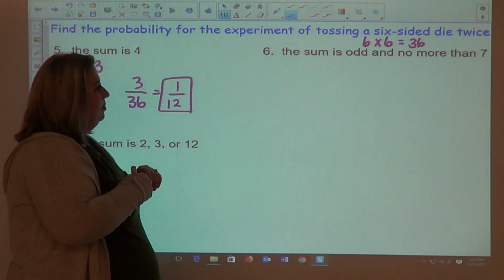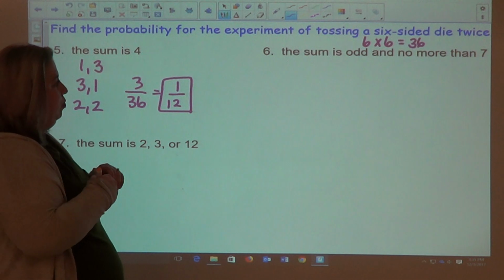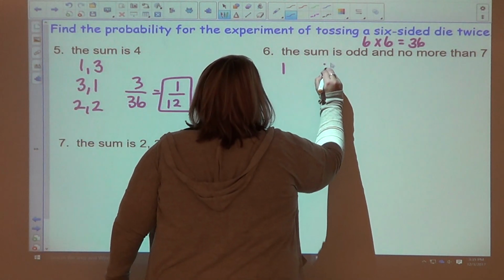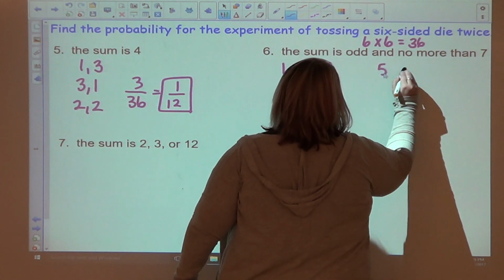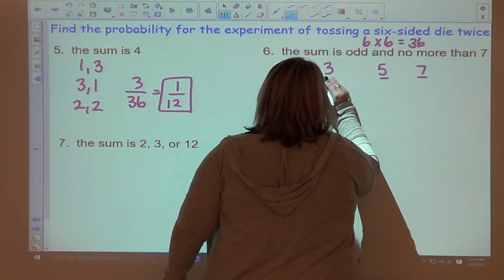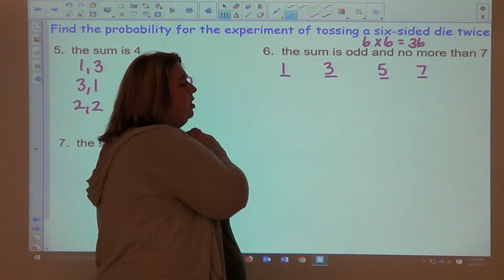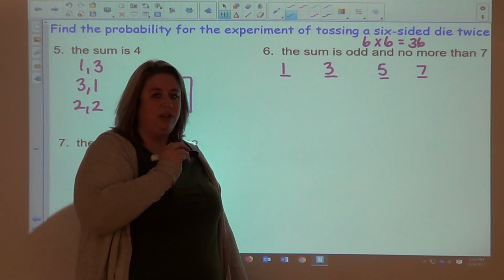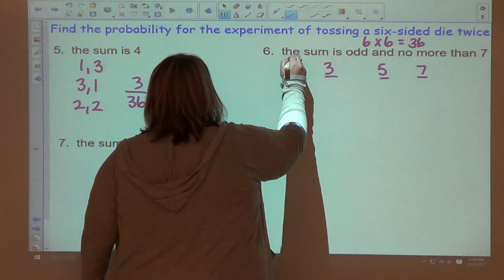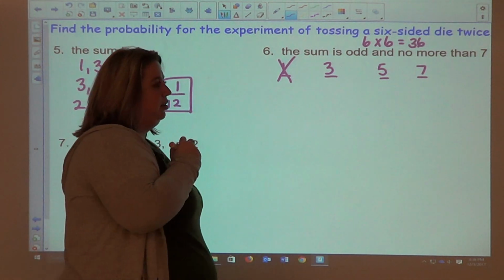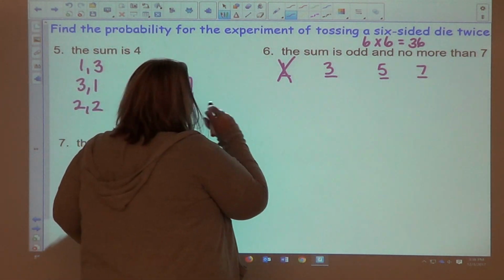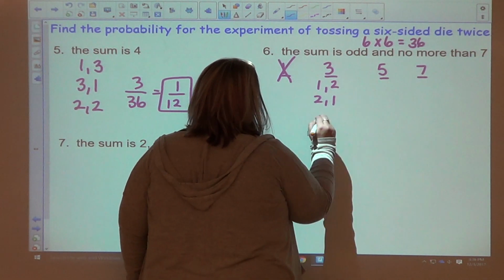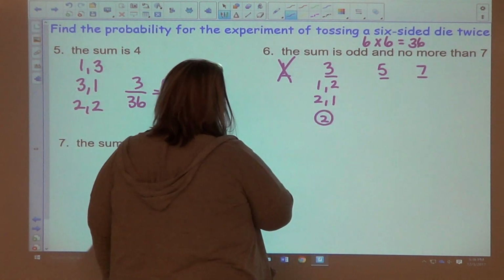Okay, number 6, the sum is odd and no more than 7. So if the sum is odd and no more than 7, I could get 1, 3, 5, and 7. Okay, well, it's impossible if you roll a die twice to get a sum of 1. The smallest sum you could get is 2. So this one has no possibilities. If I want to get 3, I could get a 1 and a 2 or a 2 and a 1. So this one has 2 possibilities.